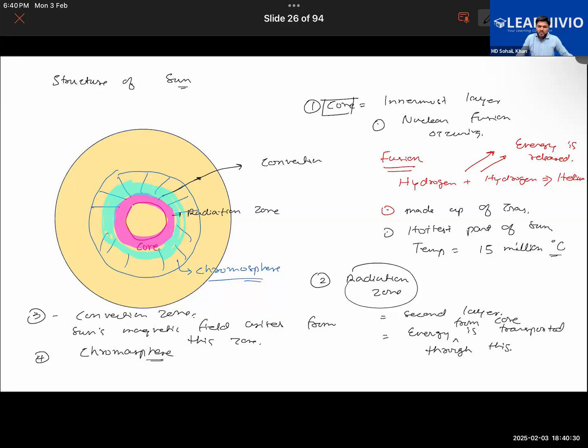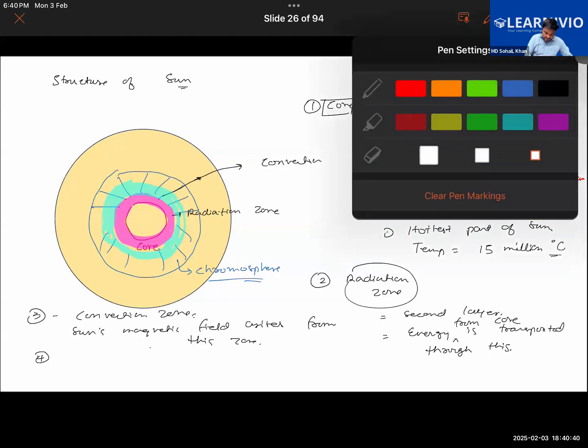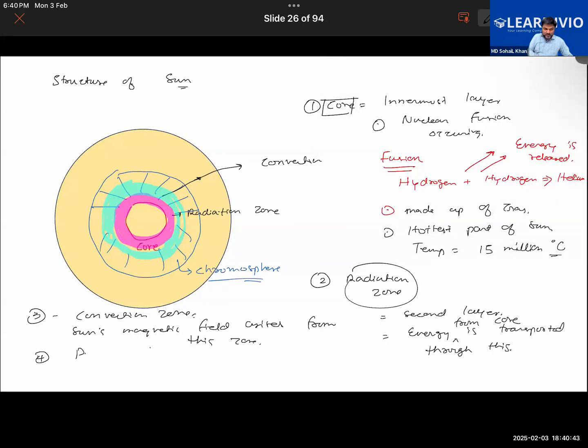So, sir, is it after the chromosphere or before the chromosphere? No, you are actually right. It is before the chromosphere. Good. Before the chromosphere, you have the photosphere. Very good. So you have got the photosphere, which is basically the visible surface of the sun. After the photosphere, you have got the chromosphere layer.